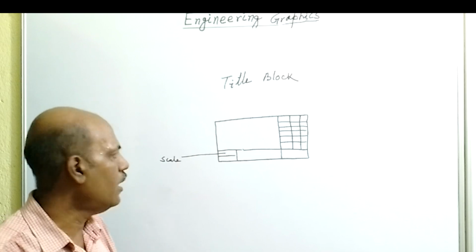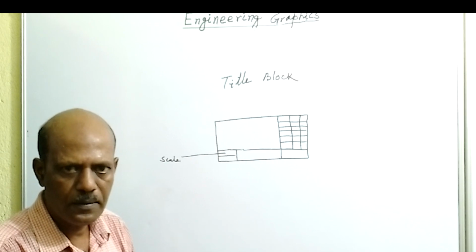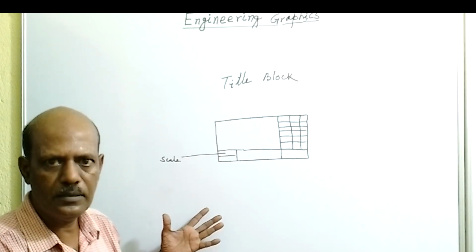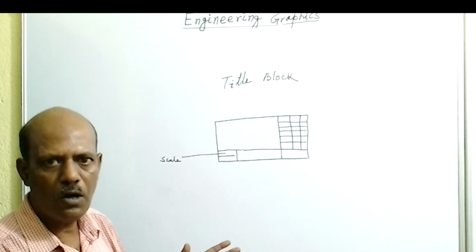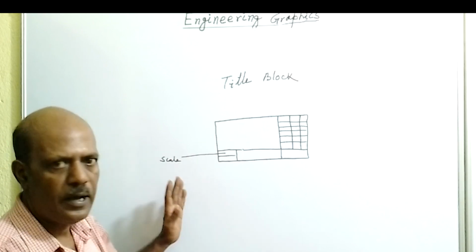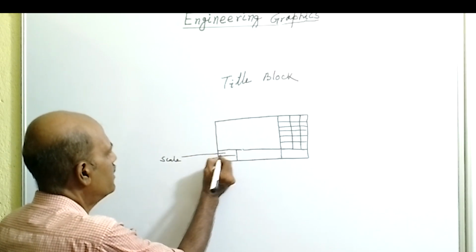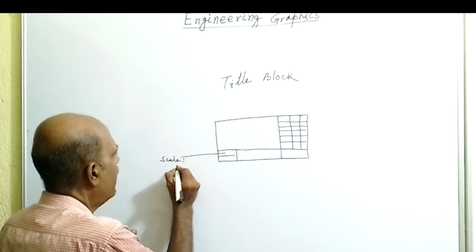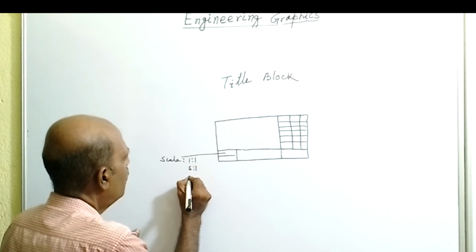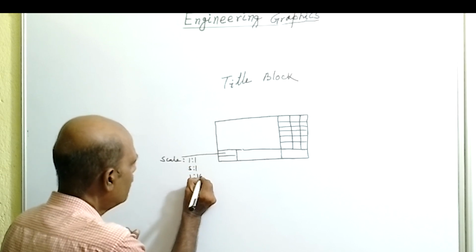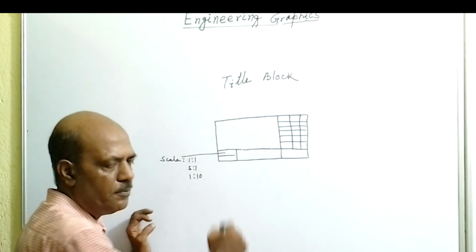All objects are not possible to draw on the given standard sheet of paper. The object size may be very large or very small, or sometimes small objects can be drawn as per their own size. So here the scale will be written, and thereafter a colon, say 1:1 or 5:1 or 1:10. This information tells by which scale the drawing is made.